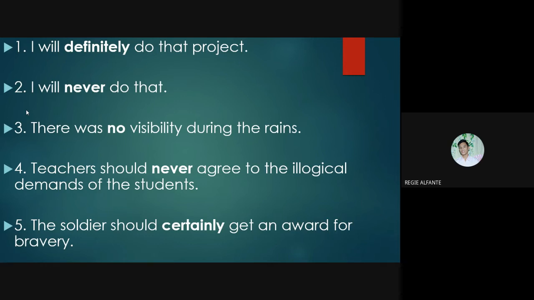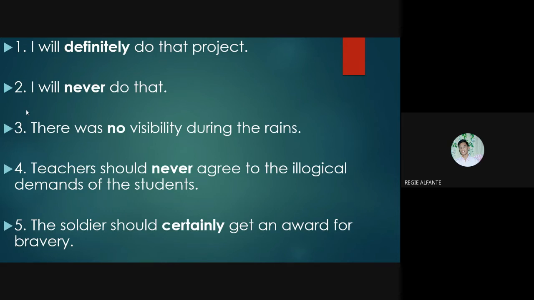Second, I will never do that. The never in the sentence negates by telling that the speaker is not going to do the particular task. Never, therefore, is an adverb of negation. Third, there was no visibility during the rains. So in the sentence, no negates the state of being able to see during the rains. So therefore, no is an adverb of negation.